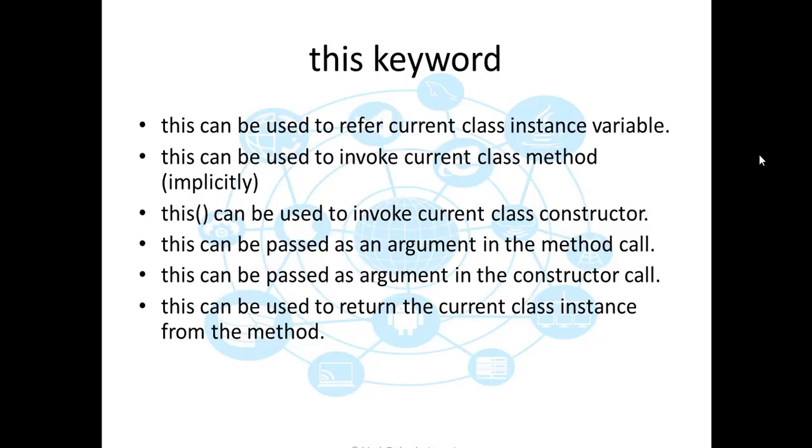Method call, like we have some parameters present in a method, right? So it can be used as an argument to pass in the method call, or it can be used as an argument in a constructor call, like we have some parameters present in the constructor that we have already seen in our previous episode, right? Okay, further, this can also be used to return the current class instance from the method.